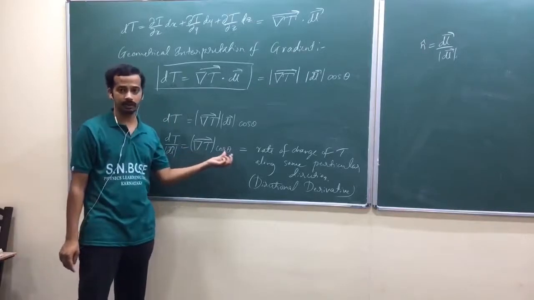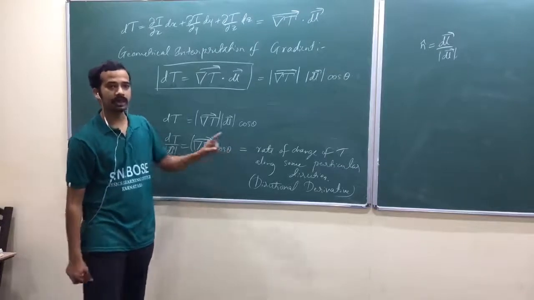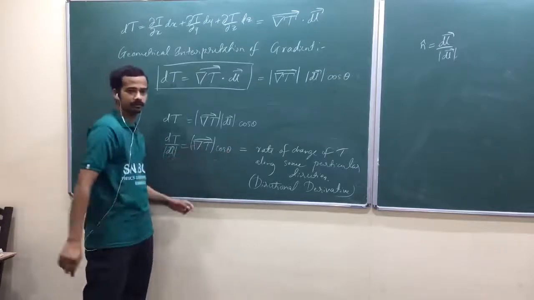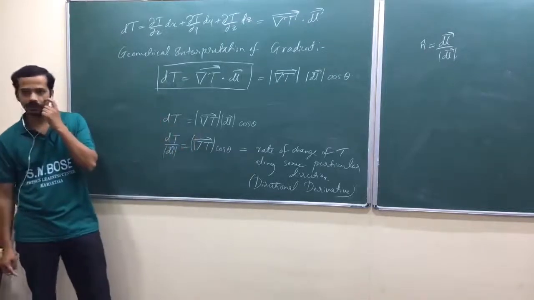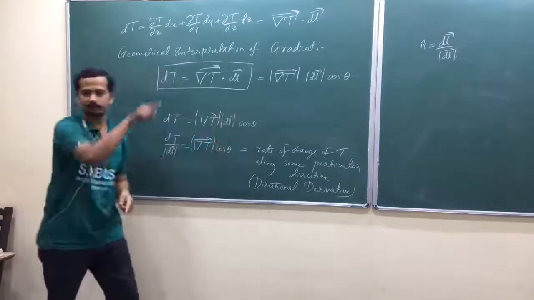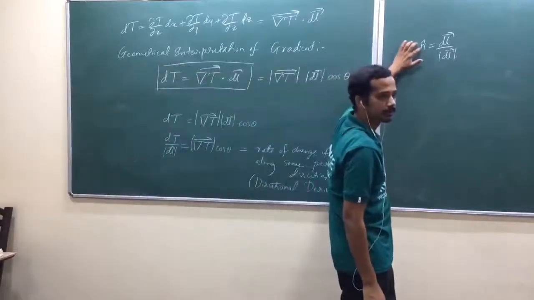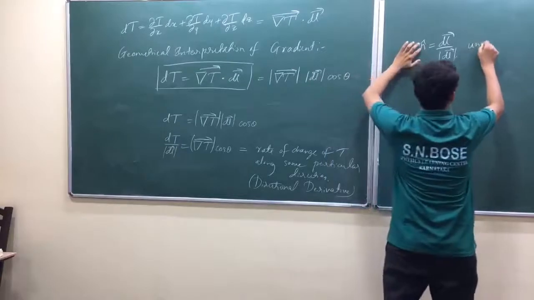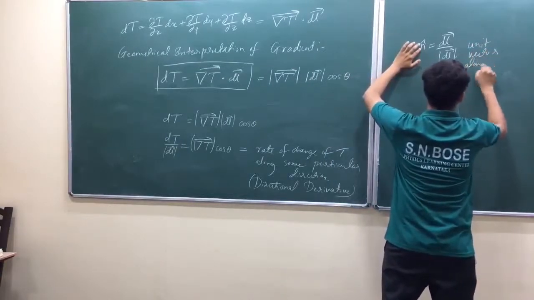How you define theta? You have to go for how you define theta. How did you define? Yeah. So theta is the angle between dl vector and del t vector. Am I right? So now del t cos theta is projection of del t along the direction of displacement. Am I right? Let me take a unit vector along the displacement. Is that okay? What is this one? Unit vector along displacement.